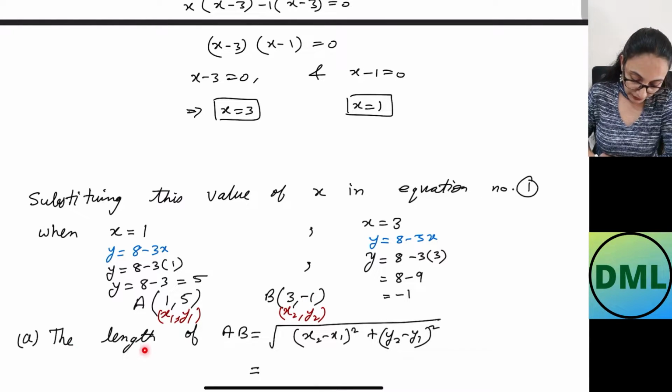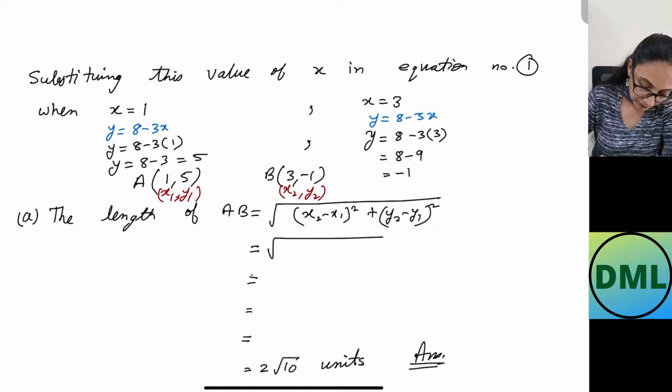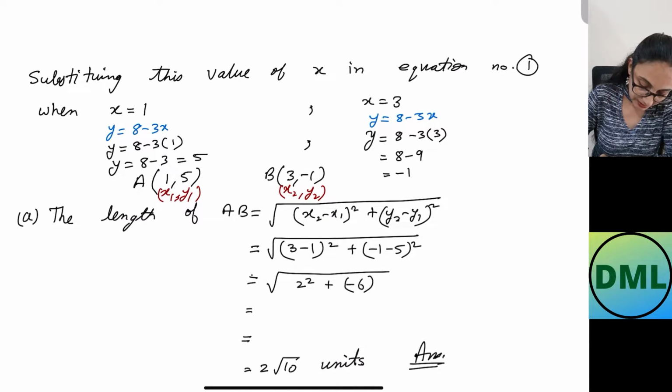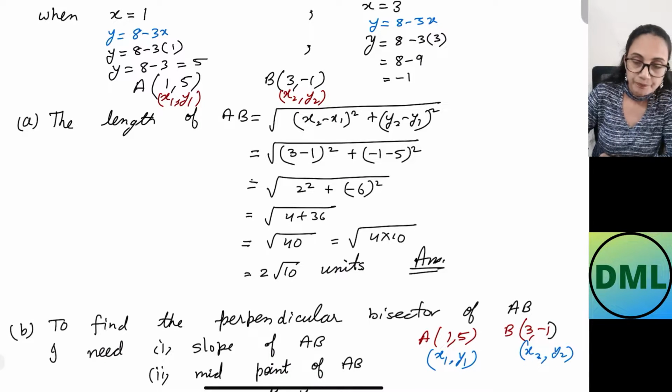Now first I need to find out the length of AB. Length of AB is given by the root of (x2 - x1)² + (y2 - y1)². Now let's substitute the values here. It will be the root of (3 - 1)² + (-1 - 5)², that equals 2² + (-6)², which equals 4 + 36, which equals root of 40, which can be written as root of 4 multiplied by 10. So root of 4 is 2. So our answer will be 2 root 10 units.